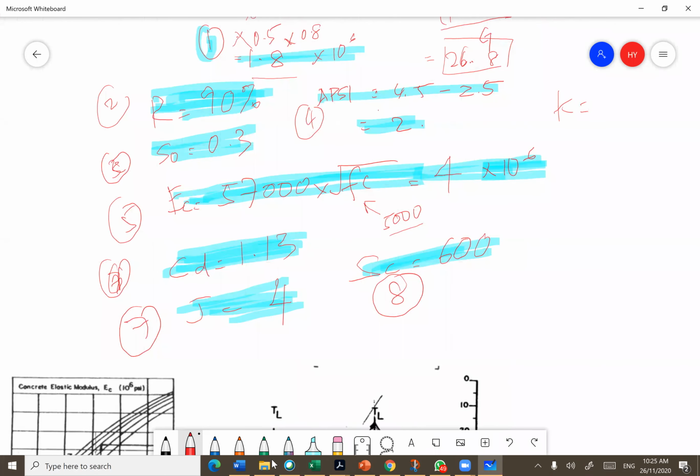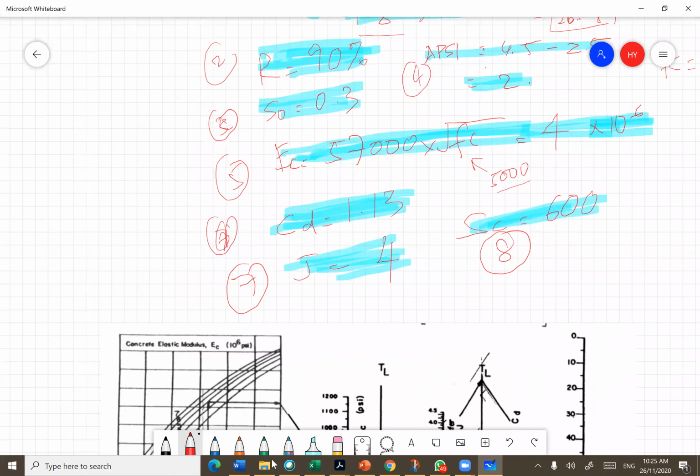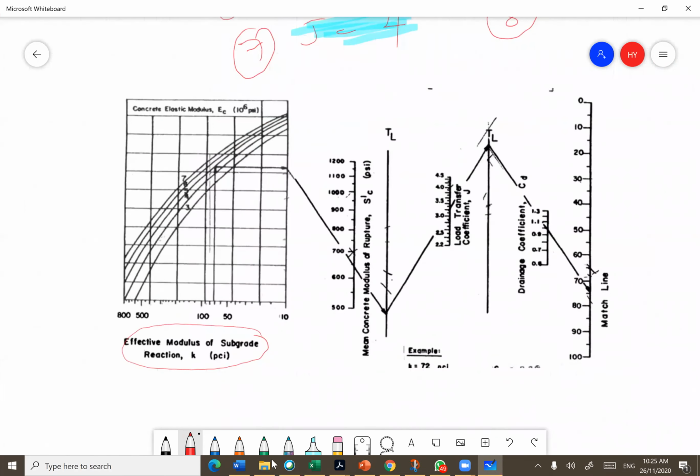128. 1, 2, 8. 128 PCI, right? So we start drawing a line from 128. So where's 128 in the normal graph?